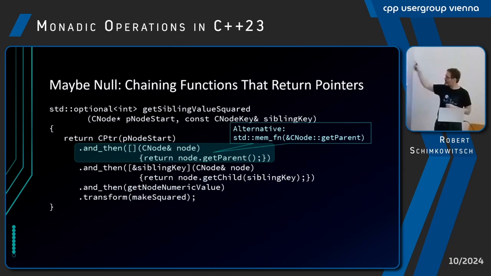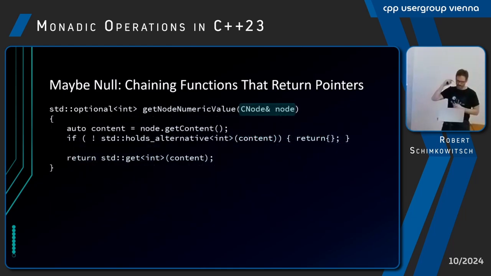And the second, this is actually a very nice use case for std::mem_fn, which I just mentioned briefly. So if you think this code is not readable enough, then look into std::mem_fn. For member functions which have no parameters, it's pretty perfect. Okay, even the get node numeric value got simpler because now we get a pre-checked reference instead of a pointer.